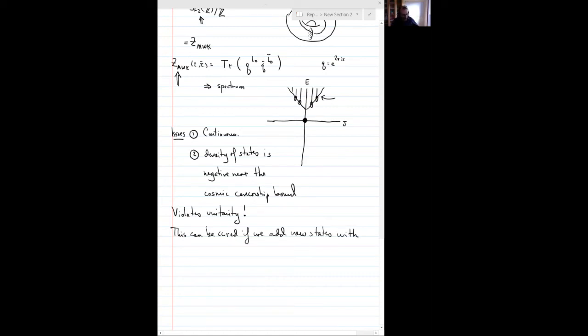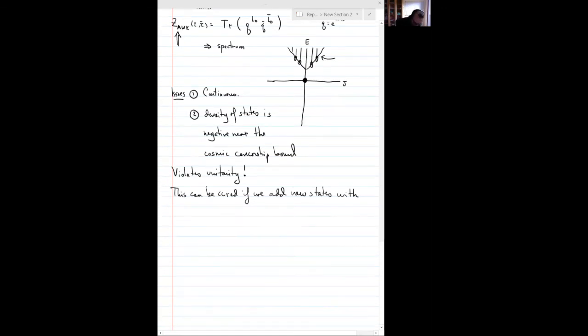And in particular, if you add a state, so the first and strongest negativity in this density of states can be cured if we add a state with dimension c over 16. Okay?